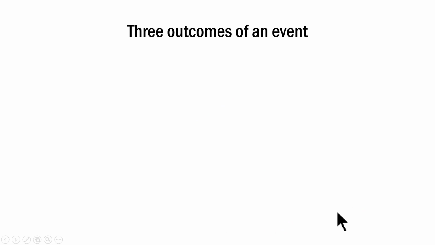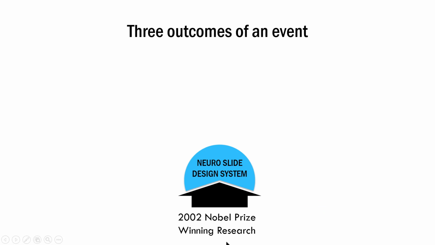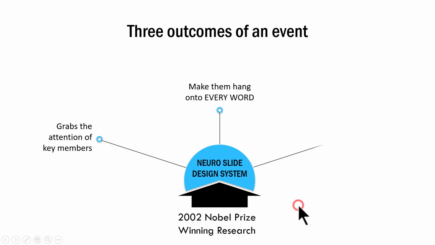Another example is this one, where we talk about 3 outcomes of an event. Here, Neuro Slide Design System, which is the system on which this entire comprehensive all-in-one PowerPoint bundle is built, is what is shown here. Then on a click, we talk about the fundamental research that has influenced this. And then we talk about the various benefits. And here we have 3 benefits that we talk about. And all this once again is a simple cause effect diagram.